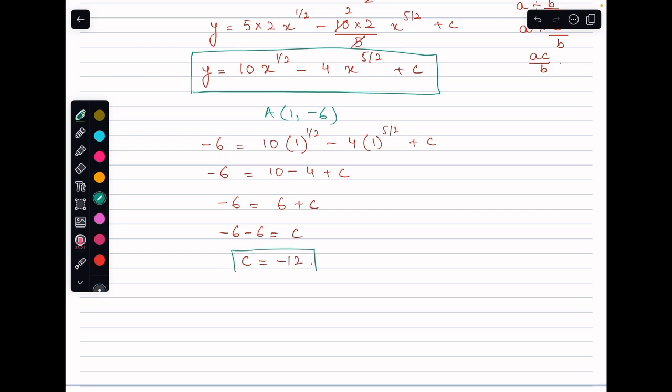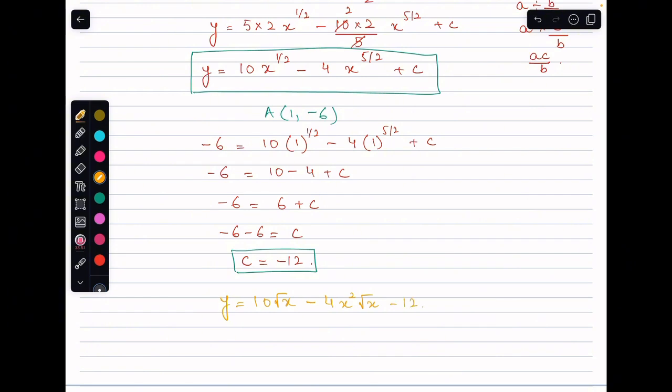With this negative 12, I can very easily get my curve equation, and I can say that y equals 10 square root of x minus 4 x squared into square root of x plus c, for which I already know the value as negative 12.